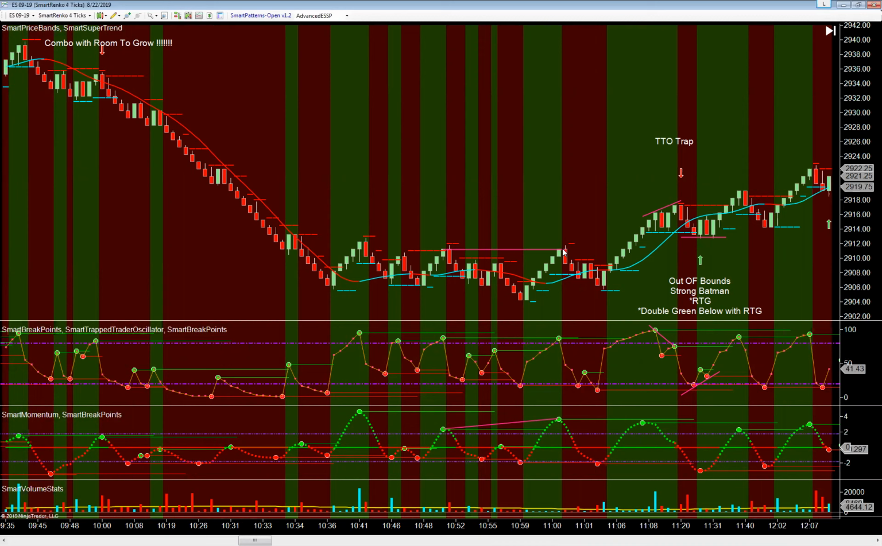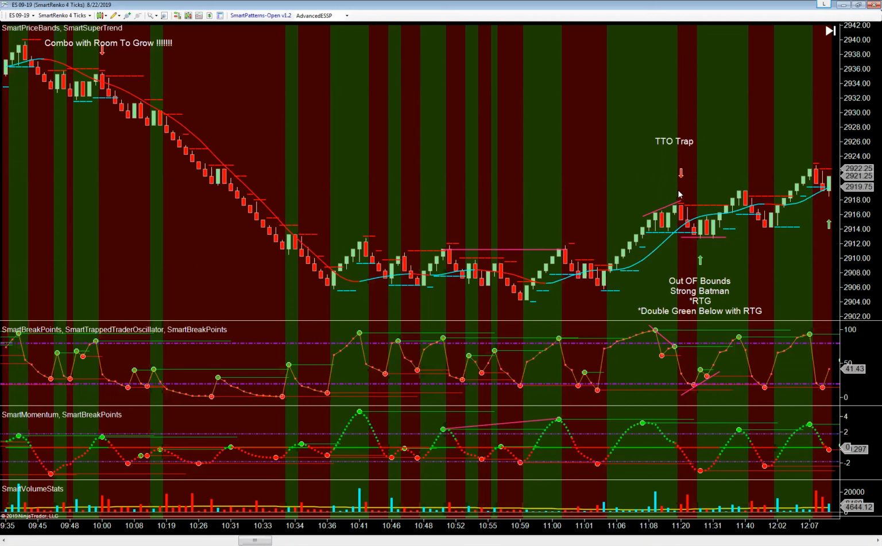When we have smart momentum telling us this is a qualified high, and we have trap trader oscillator saying this is a qualified high, when price breaks both of these at this point, we have a trend change. Smart price band is starting to turn blue in a higher cycling. But at this point, when price takes us out, we have a trend change. So we're going to start in the room trading the long side.